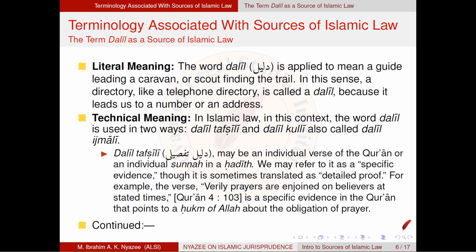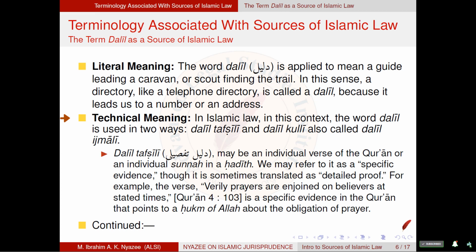We have already explained the first term, which is used for the sources of Islamic law, and now we will take up the second term, dalil. In the literal meaning, the word dalil is applied to mean a guide leading a caravan or scout finding the trail. In this sense, a directory, like a telephone directory, is called a dalil because it leads us to a number or an address.